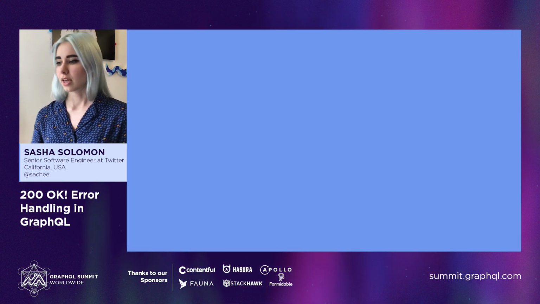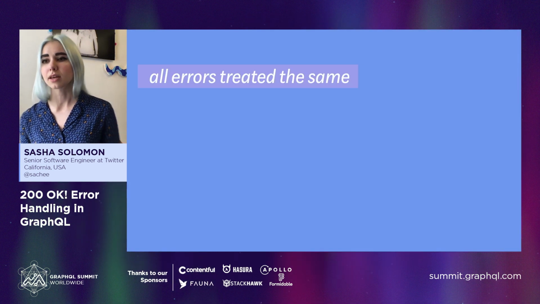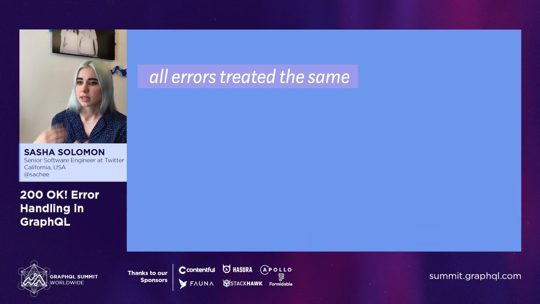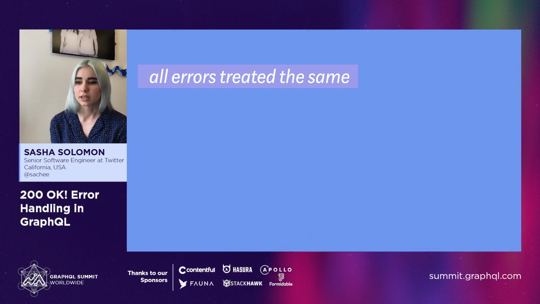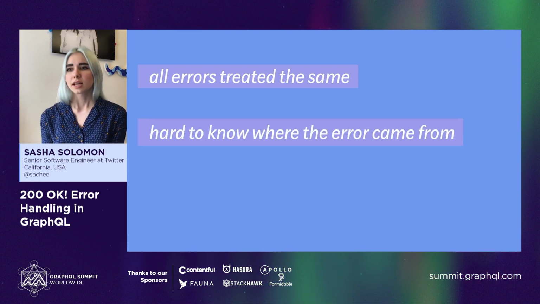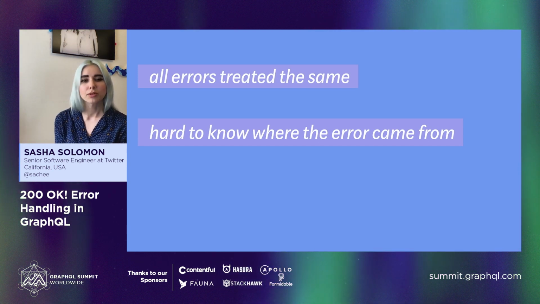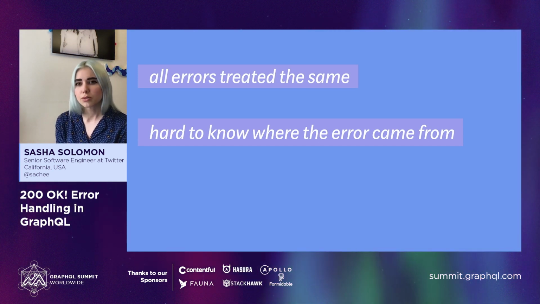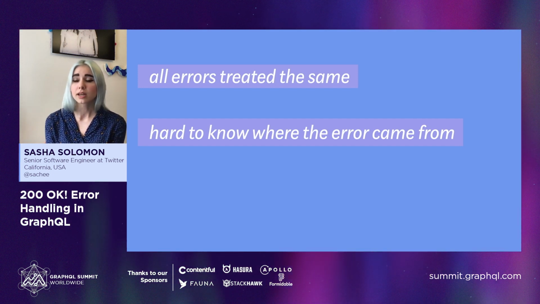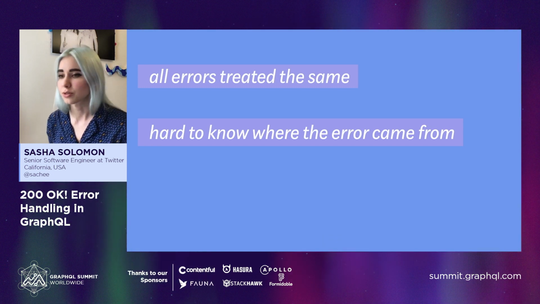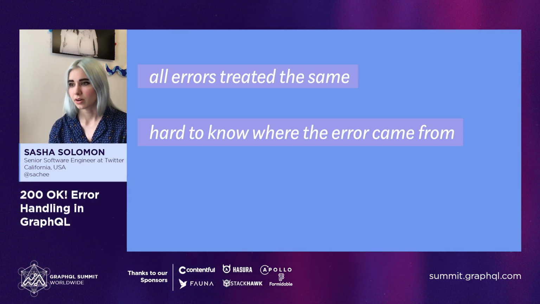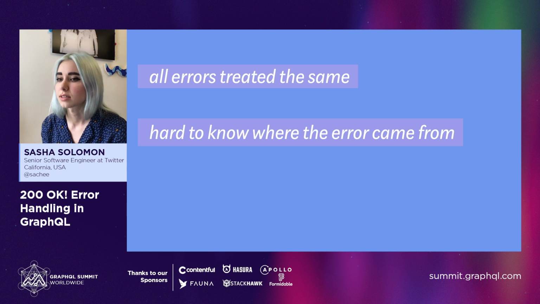So let's look at what we just saw. For one thing, all errors are treated the same. Any error we get in GraphQL is going to end up in this errors array, no matter what kind of error it is. The other thing is, it's hard to know where the error came from. When we were looking through that errors array, it was hard to tell what exactly happened. Because it was a simple query, we knew it was the user, and we knew exactly which user it was. But for more complex queries, it's going to be a lot harder to figure out where the error came from, and especially if it's a list of things.